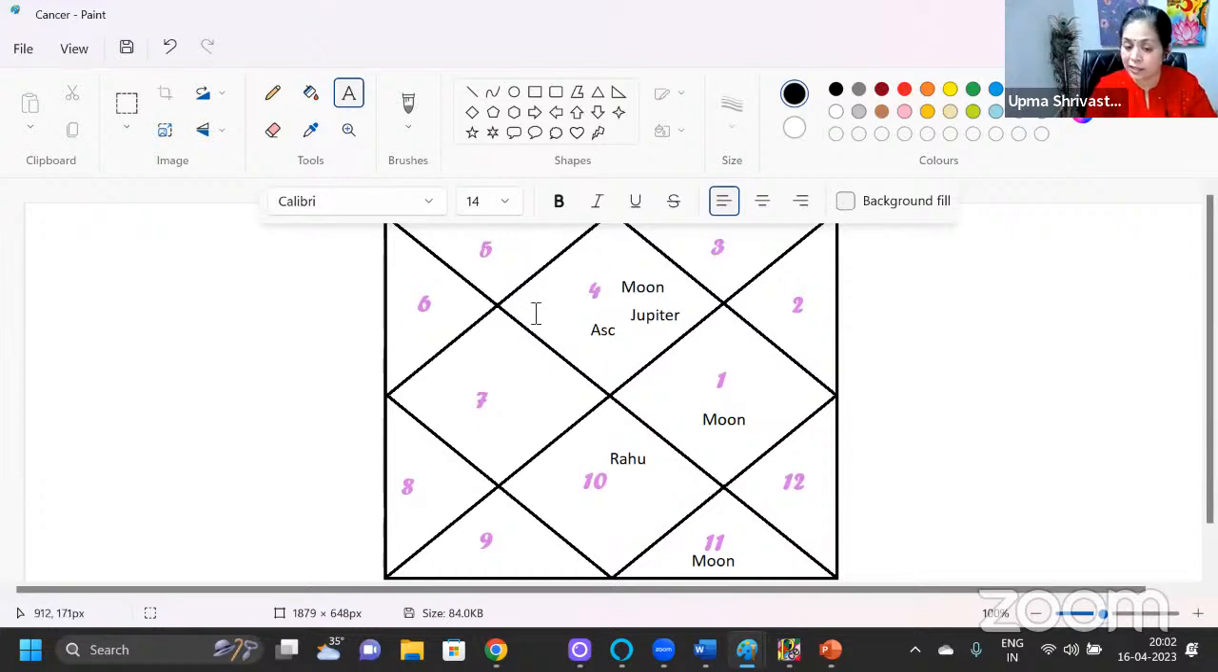I had connected the first house, Cancer sign, moon, and Jupiter, which is the lord of Sagittarius sign, lord of the 6th house and lord of the 9th house. So I had taken the significations and made a prediction. Clear?